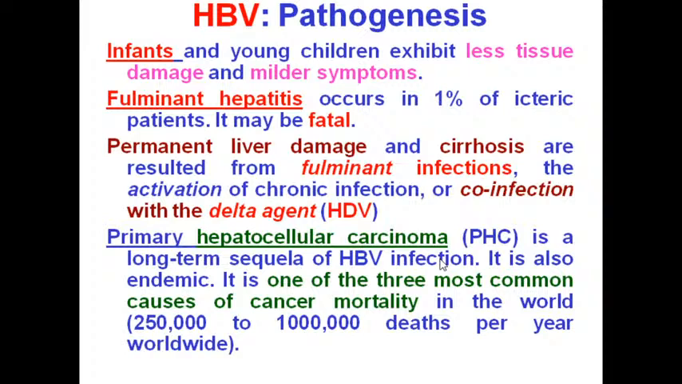Primary hepatocellular carcinoma is a well-recognized long-term sequel of hepatitis B infection. It may happen endemically, and it is one of the three most common causes of cancer mortality in the world. From 250,000 to 1 million deaths per year worldwide occur as a result of primary hepatocellular carcinoma caused by hepatitis B virus. So it's a lot.